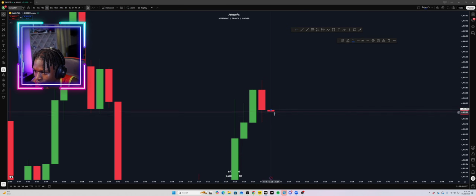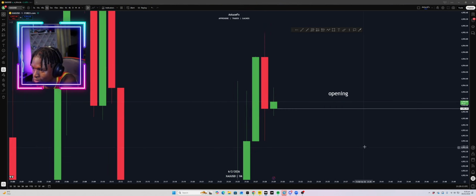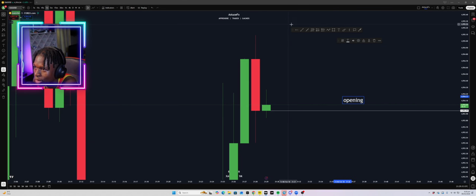There you go, the candle closed. So this is the opening. This is exactly where price is right now. This is the opening right there. So I'm gonna put it at the opening of that candle. Since this is the opening, we have 1 minute to see if price is gonna go up or down. So within that 1 minute, this is the lowest price it has gone, and this is the highest price it is at right now. So let's see what price is gonna do.